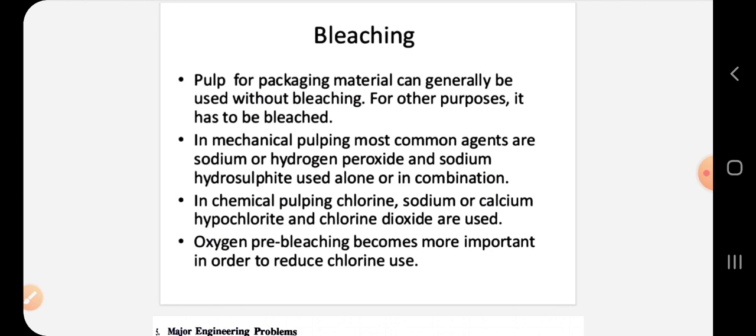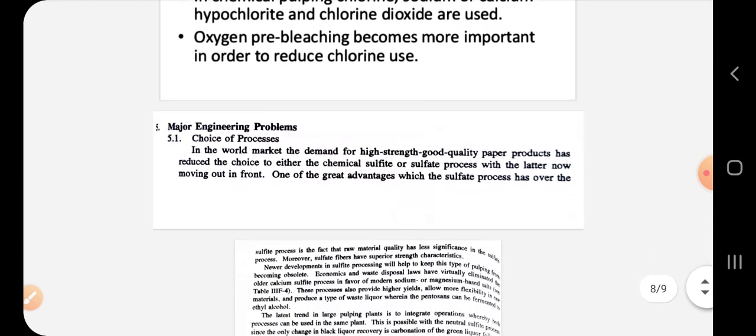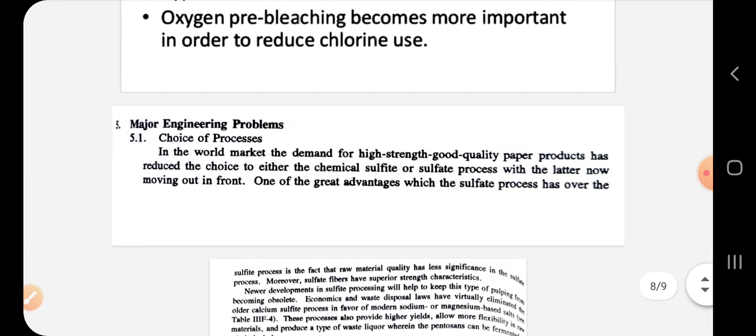Oxygen pre-bleaching becomes more important in order to reduce chlorine use, because chlorine is a hazardous or toxic chemical. Further, we have major engineering problems in pulp production. The first thing of interest is the choice of process. We need to be very careful while selecting what kind of method we use for pulp production.